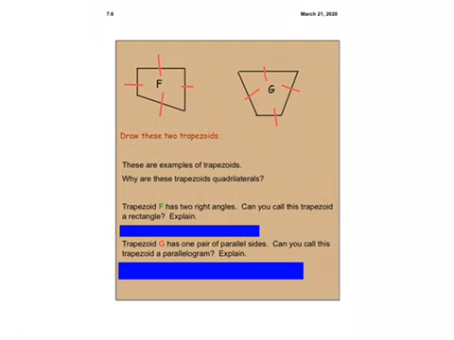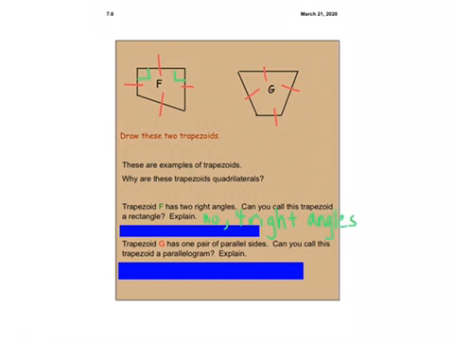Trapezoid F has 2 right angles, so let's take a look at that. Right angle 1, right angle 2. Can you call this trapezoid a rectangle? And the answer is no, you cannot, because you have to have 4 right angles. 2 is not enough.